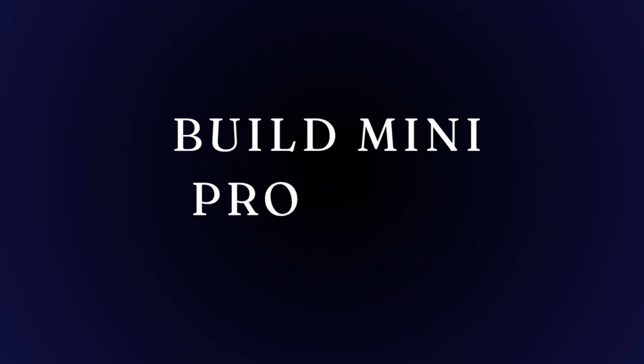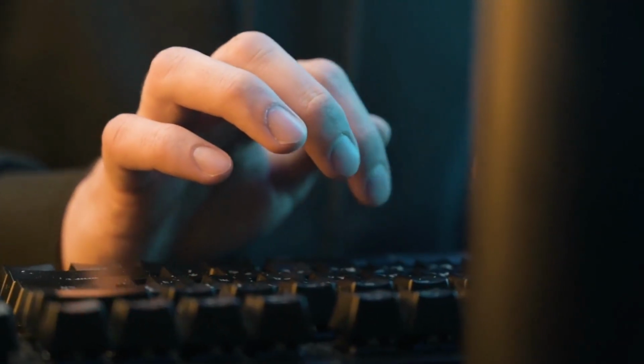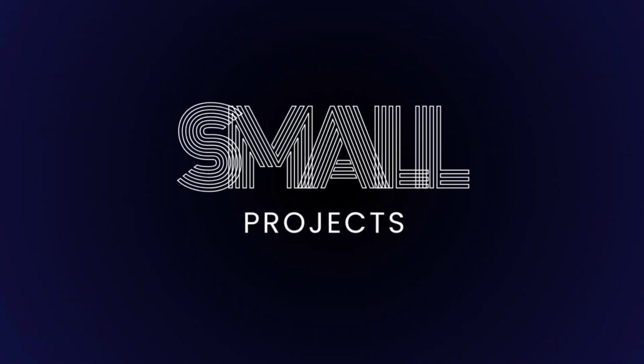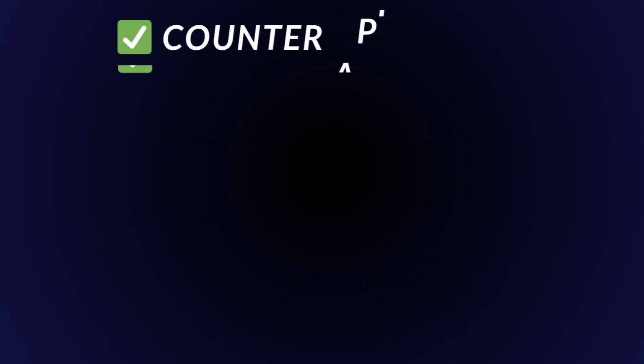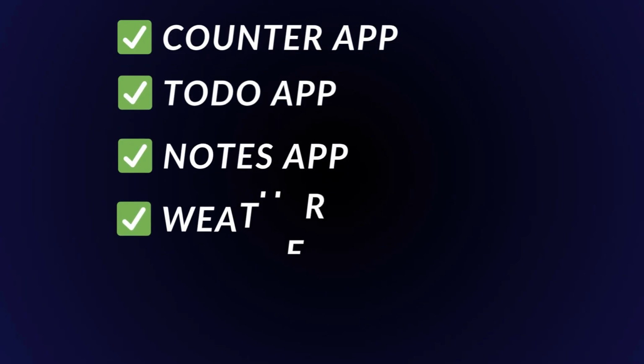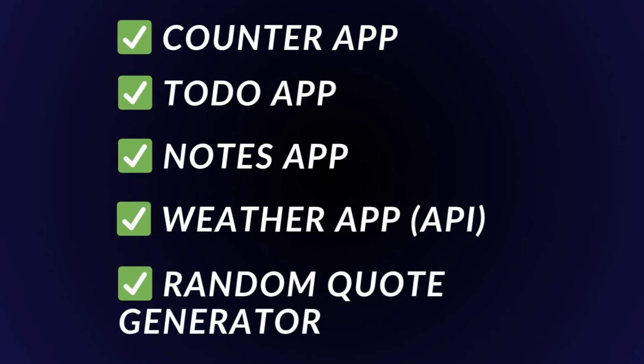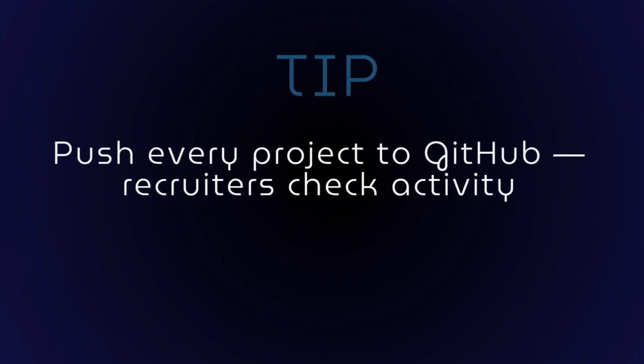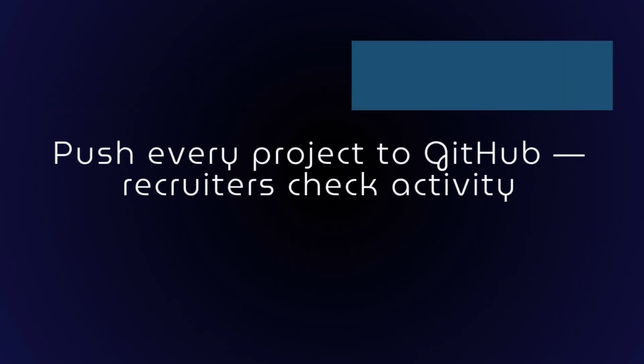Step 5. Build mini projects. Now, stop watching tutorials and start building. Begin with small projects: counter app, to-do app, notes app, weather app using an API, random quote generator. This phase is the most important because projects equal understanding plus confidence plus portfolio. Time needed: 2 to 4 weeks. Tip: push every project to GitHub so that recruiters can check your activity.